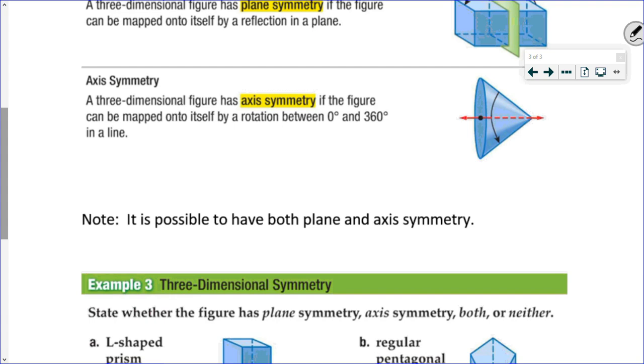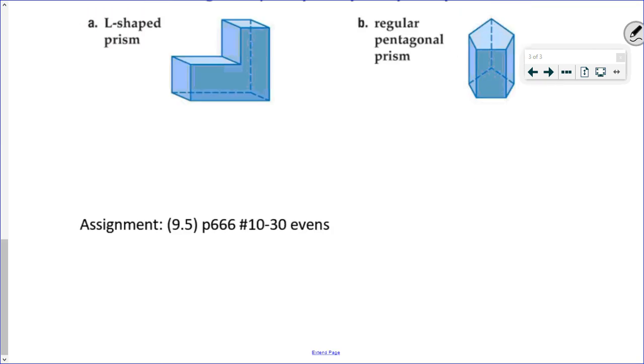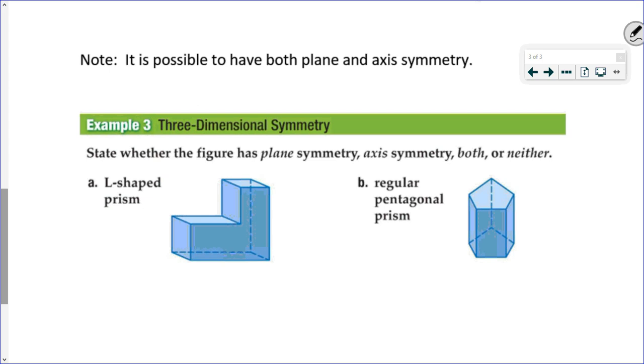So let's take a look. It is possible to have plane and axis symmetry. Certainly, we'll see an example that has both here as we work through these next 2. So state whether the figure has plane symmetry or axis symmetry or both or neither.